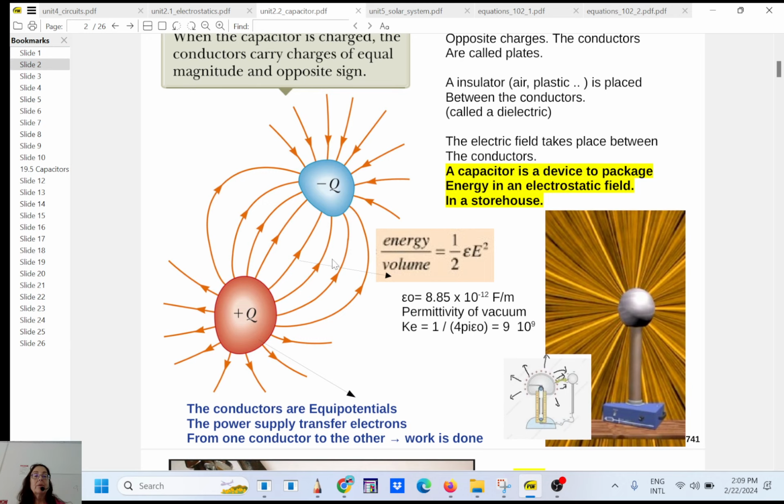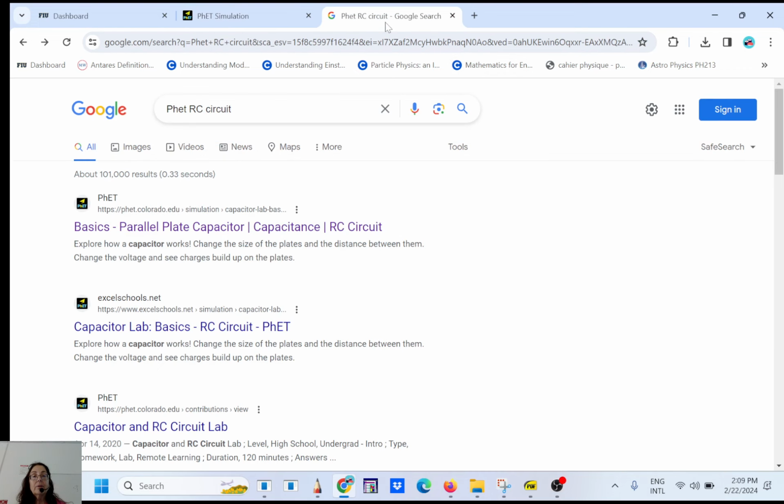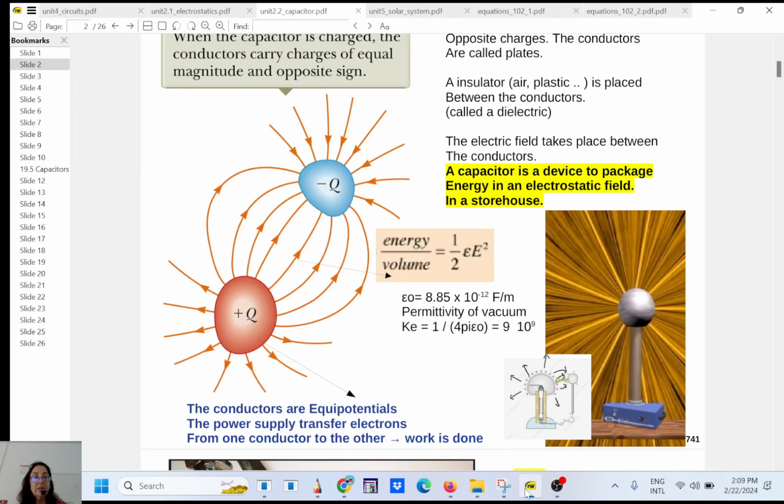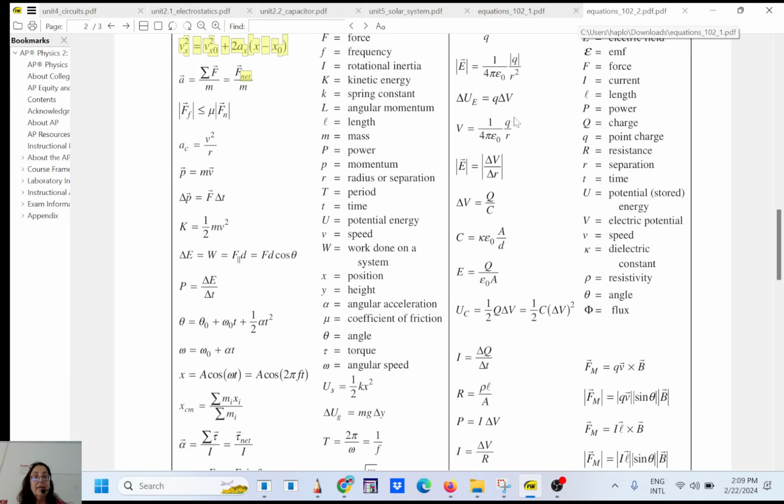You also have an equation here. If you go back to my equation sheet, you see here that will be the energy stored inside the capacitor, the capacitor being a parallel plate capacitor. So you have the equation here.